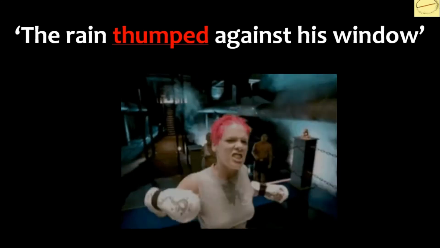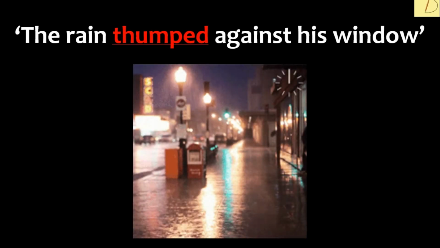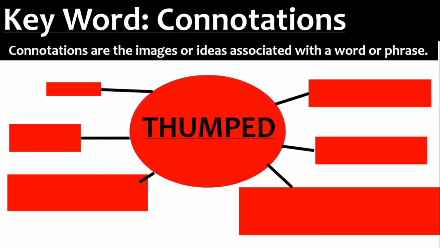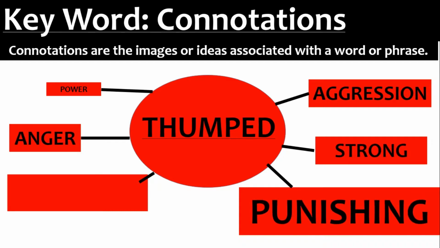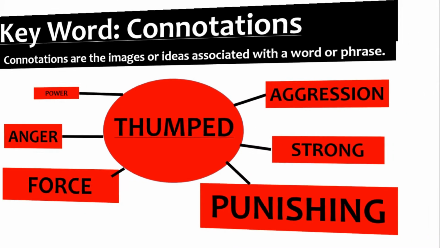Yeah, so we almost think of a fight or aggression or some sort of violence, and then the rain would be a lot heavier, even heavier than this image in this clip here. So thumped, what do we think? These are the things that we think of, the connotations, the words that we link to the word or phrase. We could say power, aggression, anger, strong or strength, punishing, force. So the writer has used that word to get the reader to think of these words.